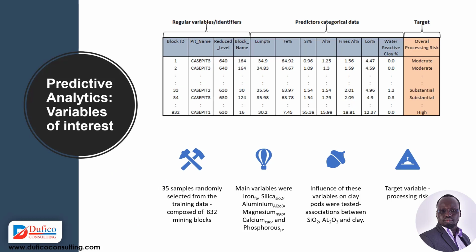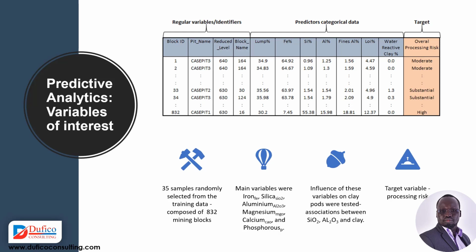So we picked a number of ore blocks in one of our case studies, and we withheld the block names, and we apply a certain qualitative look at it, and we realize that there are main variables which are iron, silica, alumina, magnesium, calcium, phosphorus in an ore block, which are of influence. And then they tell us the risk, and the risk is, can we intercept a clay block? Because the clay is a risk. When it gets into your processing plant, it chokes it. So processing risk is our target variable, which we are creating in our model.